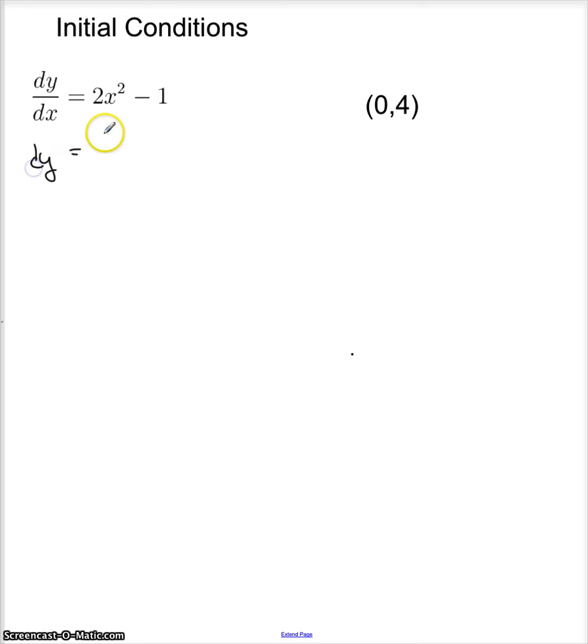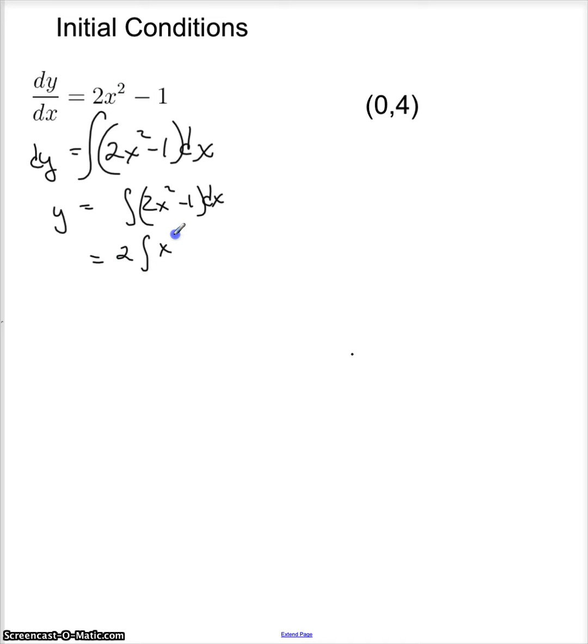Y, I'm going to do it like this. And I'm going to integrate. So y is the integral of 2x squared minus 1 dx. I'm going to rewrite this. So this is 2 times the integral of x squared dx minus the integral of 1 dx. So this is 2x cubed divided by 3 minus x plus a constant.